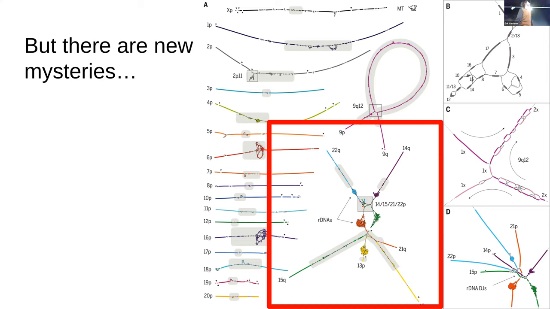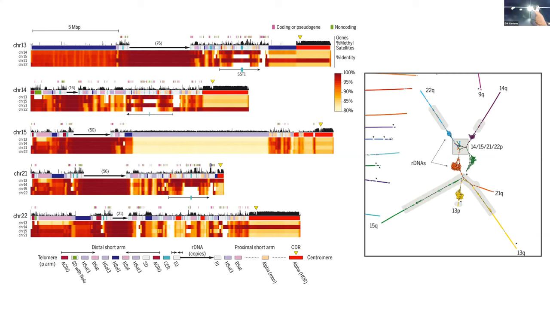So zooming in here, this plot is basically comparing every chromosome to every other one in the T2T. The darker it is, the more similar. And these are the ribosomal regions, they're very similar to each other. But then there are other regions here between different pairs of chromosomes that are highly, highly, highly identical. And we wanted to understand in the Pangenome Project what's going on with those regions.